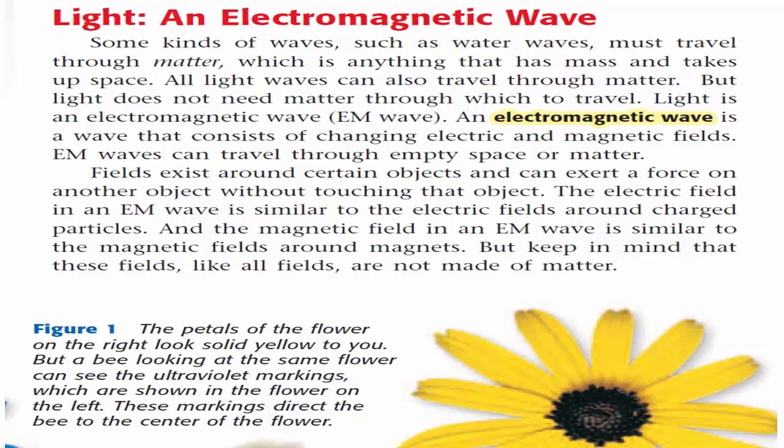The electric field in an EM wave is similar to the electric fields around charged particles. And the magnetic field in an EM wave is similar to the magnetic fields around magnets. But keep in mind that these fields, like all fields, are not made of matter.